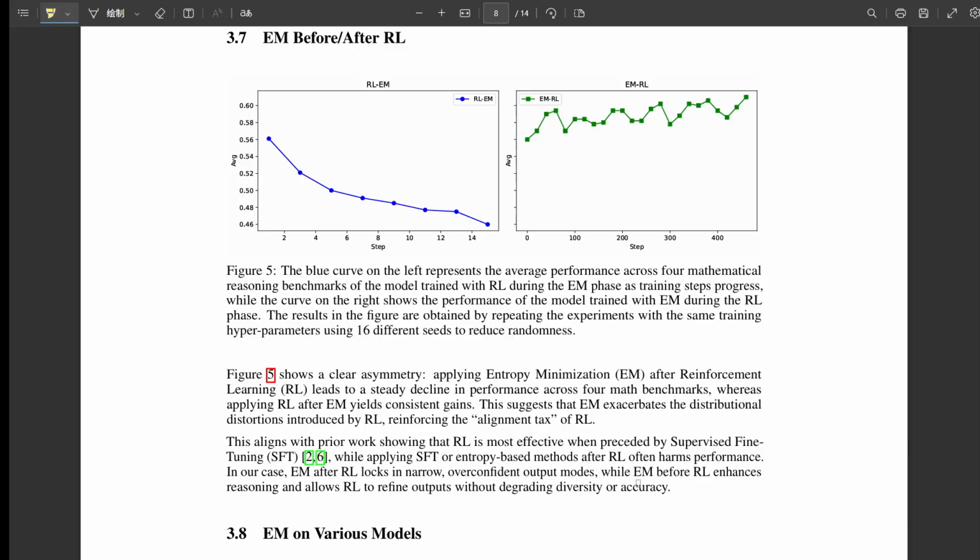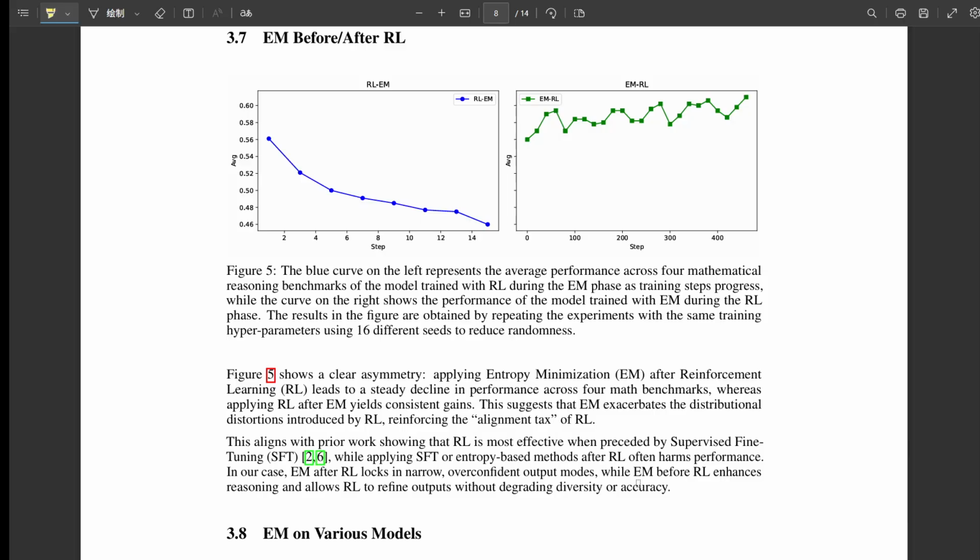Okay, fascinating. What if you try to use both EM and RL, like chain them together? Does the order matter? Oh, it matters a lot. They found a really clear asymmetry here. Okay, what if you train with RL first, then apply EM on top? Performance went down, steadily declined in their tests. Any idea why? They suggest maybe EM applied after RL messes things up further, perhaps amplifying distortions RL already introduced, or clashing with the RL objective somehow, that alignment tax idea again.